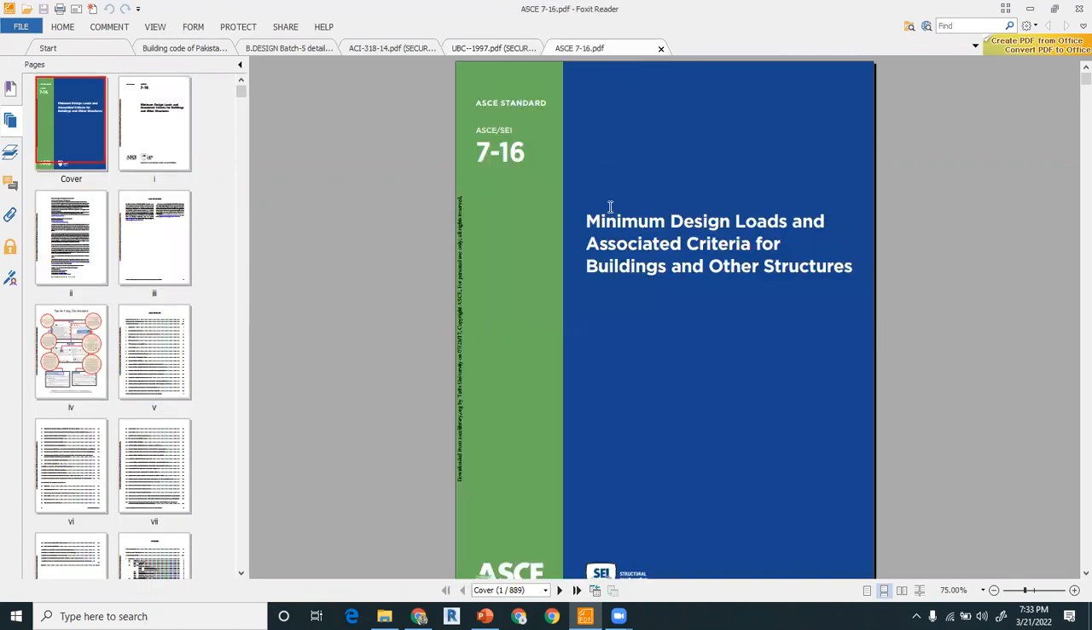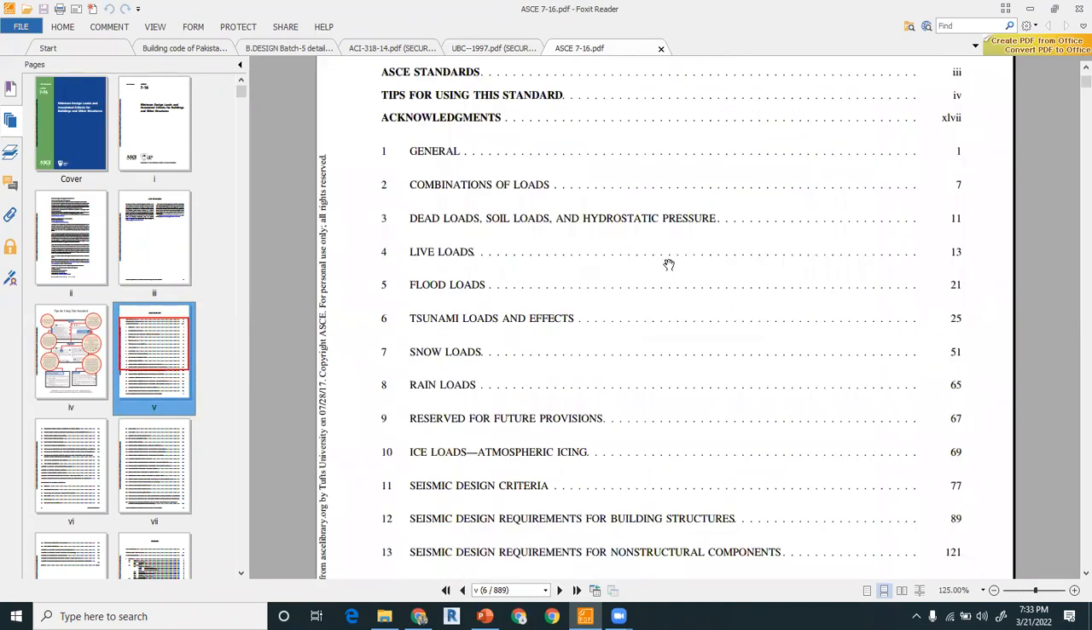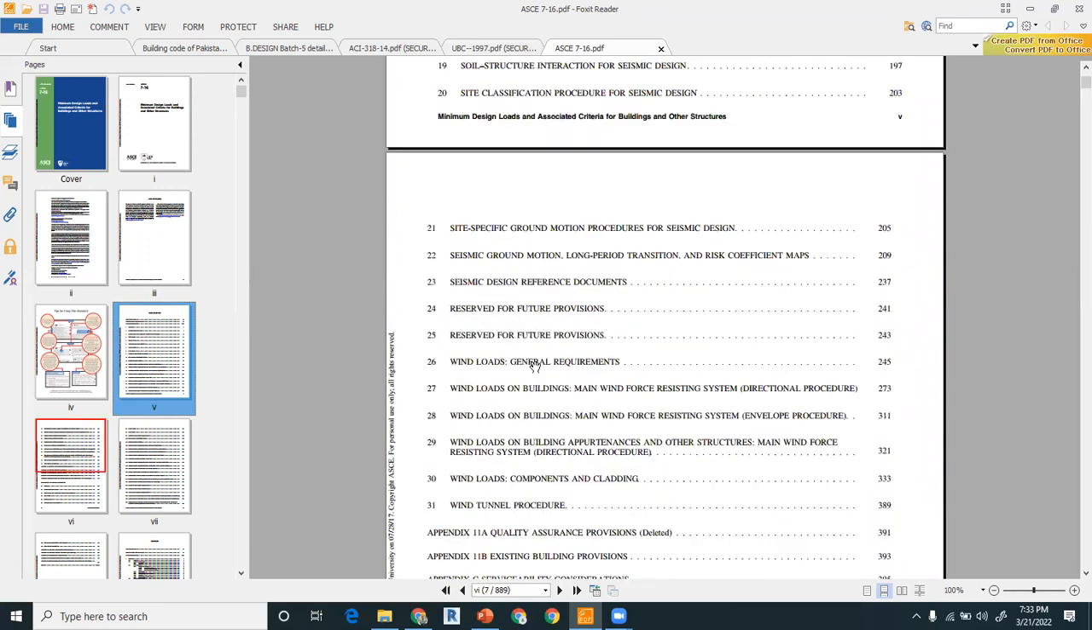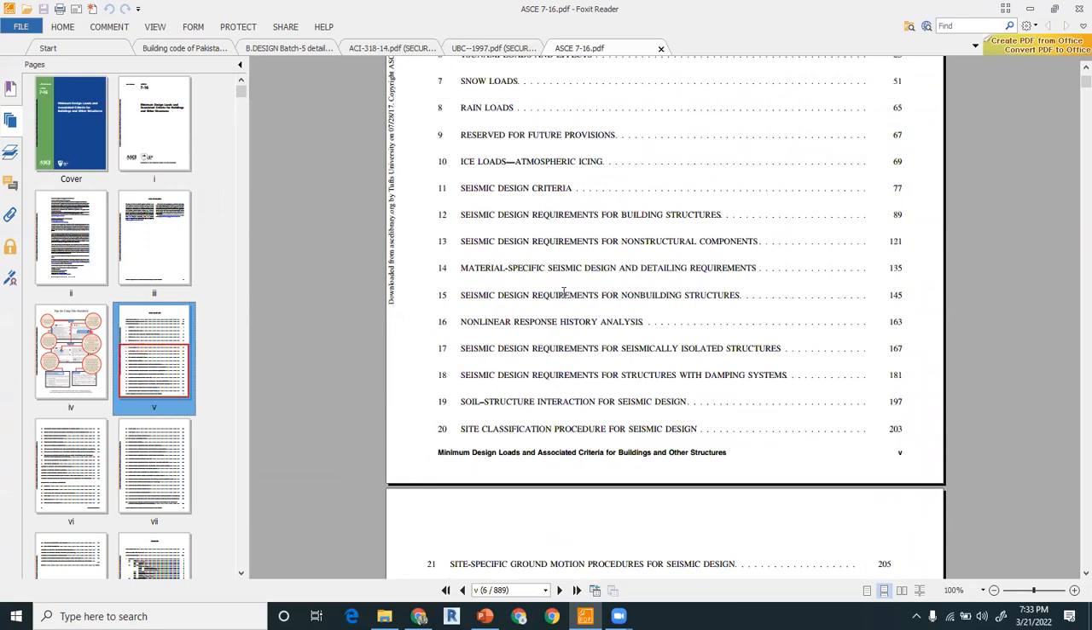The important one is the ASCE 7-16, and it is about the minimum design loads for buildings and other structures, right? If you go through its chapters, you will find different loads. For example, the combination of the loads. Chapter 1 is the general. Chapter number 4 is about the live loads, and the flood loads, tsunami, snow loads, rain loads, and all of these different kinds of loads we have to select as per your requirement, right?